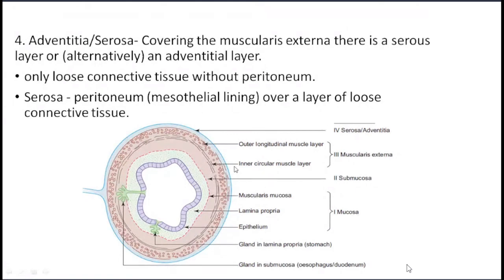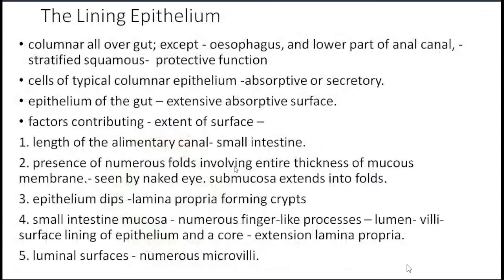इतना समझ में आ गया. Now we are going into detail about each layer. The first layer is the lining epithelium. Mostly the lining epithelium is columnar all over the gut, and the whole of the gut is lined by columnar epithelium. There is no other option. What is the lining epithelium of the stomach, small intestine, large intestine, rectum? Your answer should be the columnar cell.